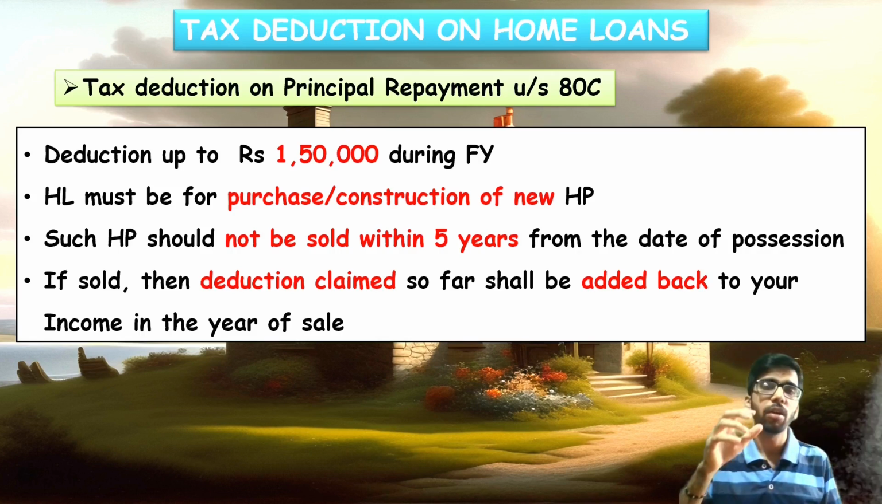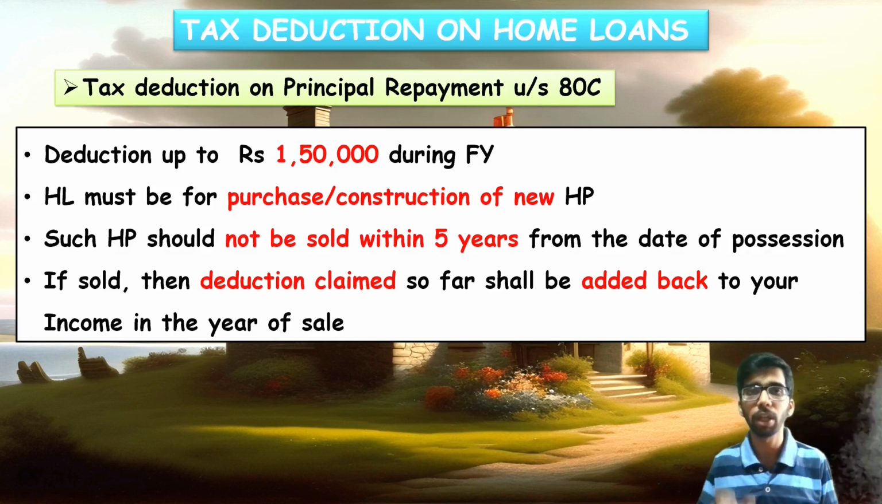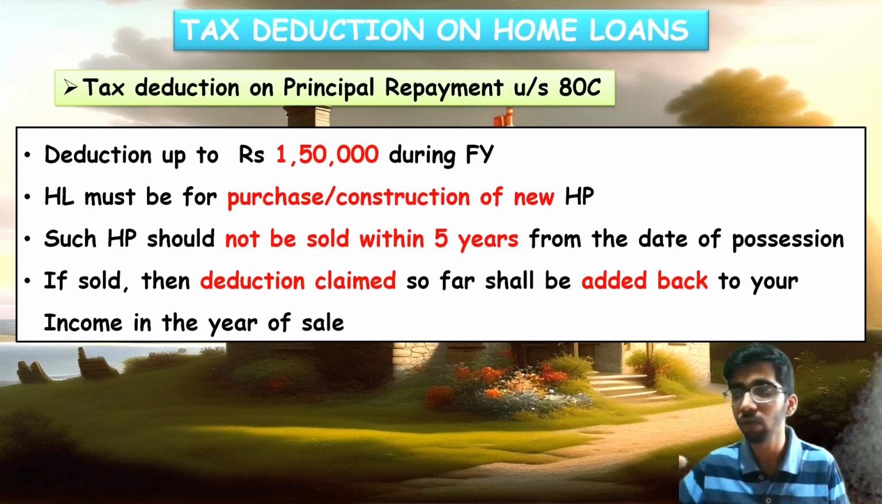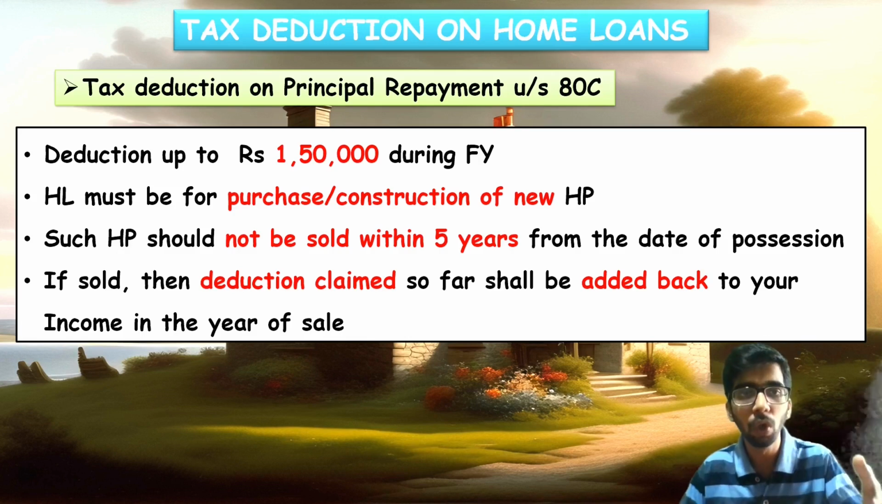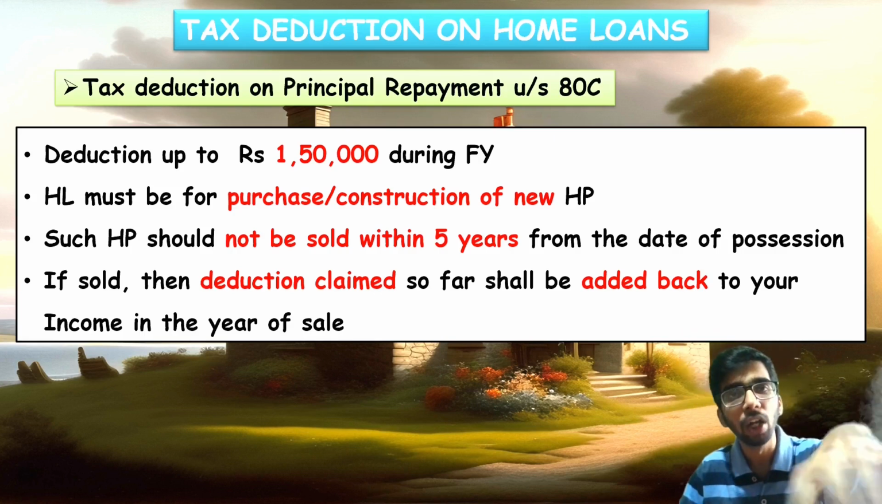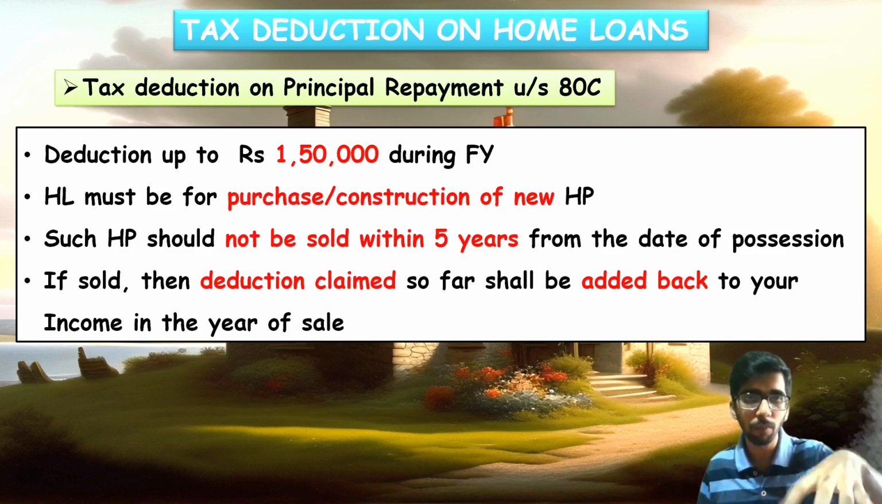Housing loan must be borrowed only for the purchase or construction of that new house property. Such a house property should not be sold within 5 years from the date of possession of that house property. If sold, then the deduction claimed in the earlier year shall be added back to your income. In simple words, it shall be treated as your income. Please remember, it should not be sold within 5 years from the date of possession.